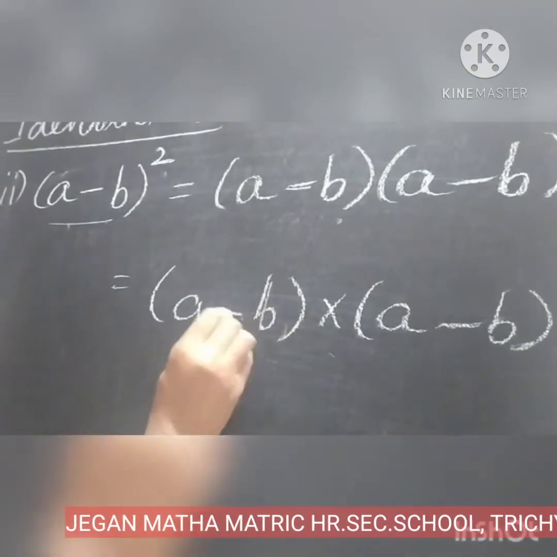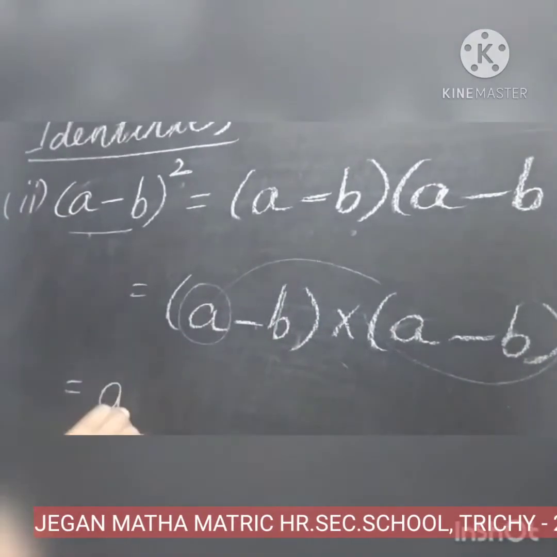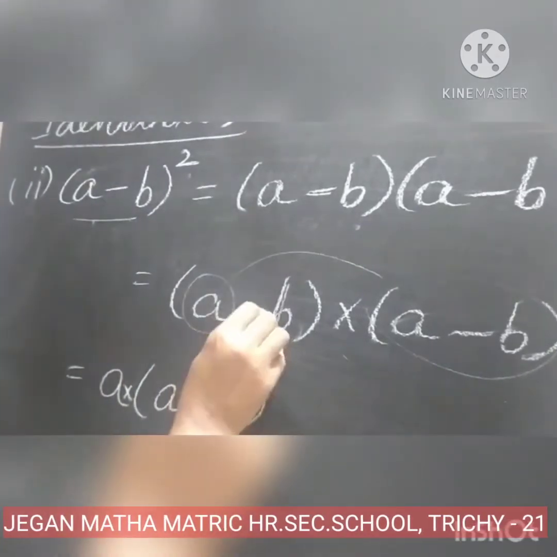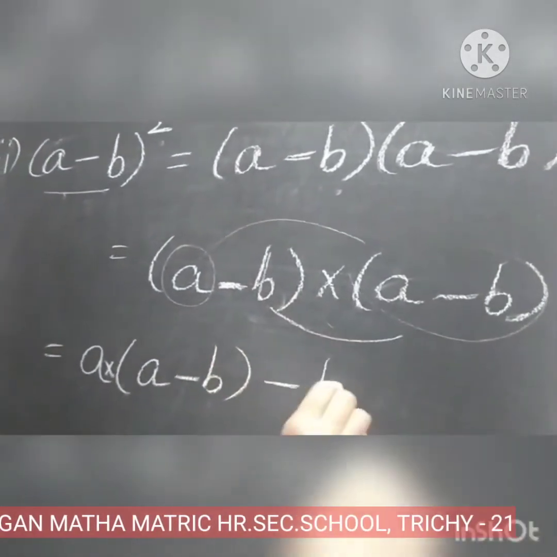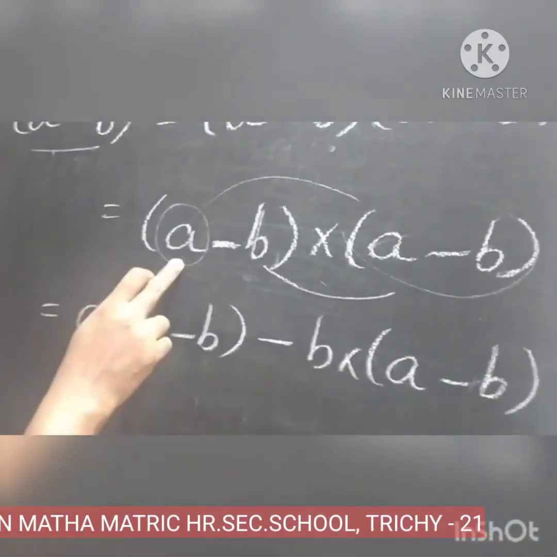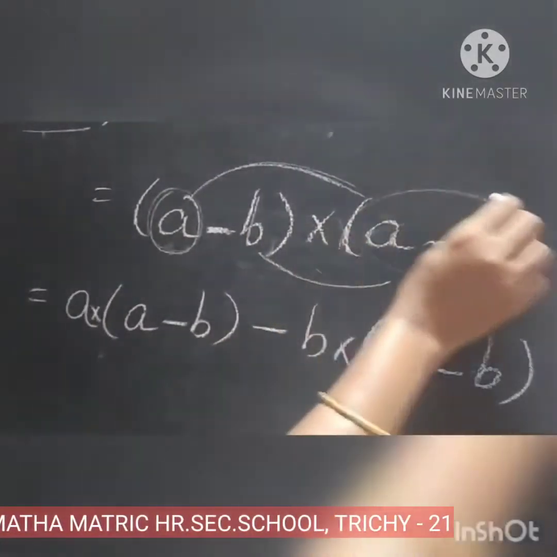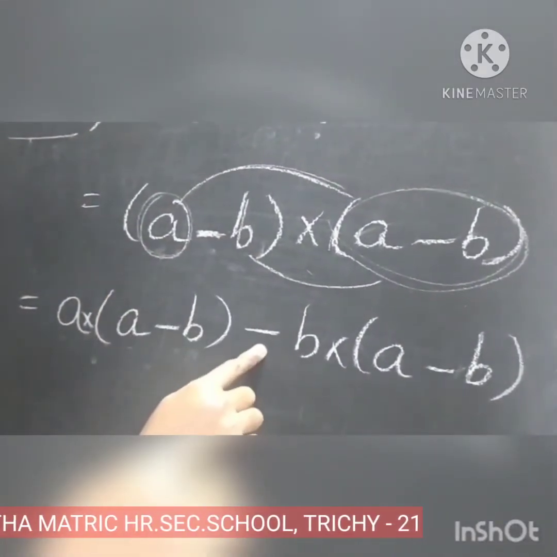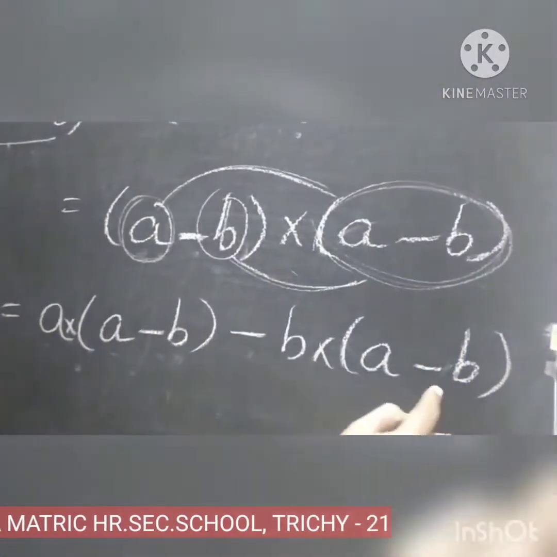As usual you select the first term only, a, into the second bracket fully. So a into a minus b. In between, the sign is what? Before b the sign is minus, so put the minus, b into a minus b, second bracket. Is it clear? The first term in the first bracket is a, select the a only and multiply with the second bracket fully. So a into a minus b, in between minus sign, so put the minus sign here. Next term b into the second bracket fully, b into a minus b.